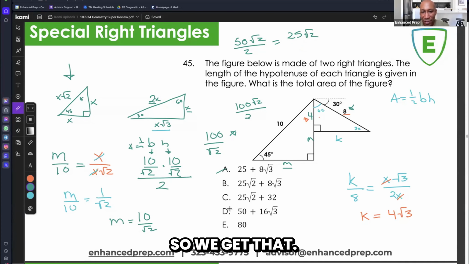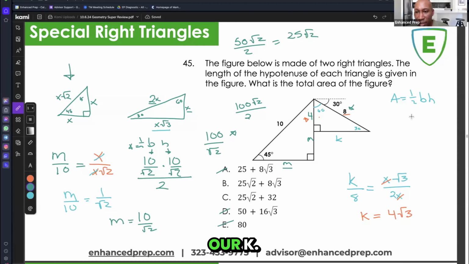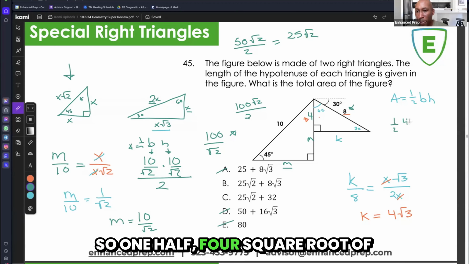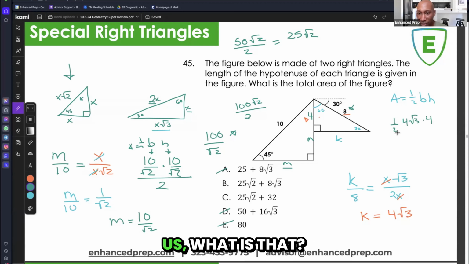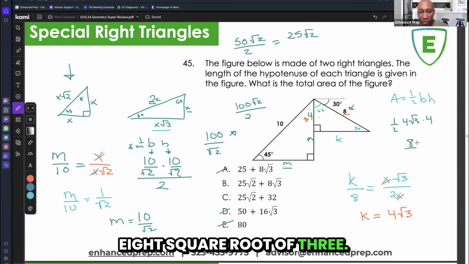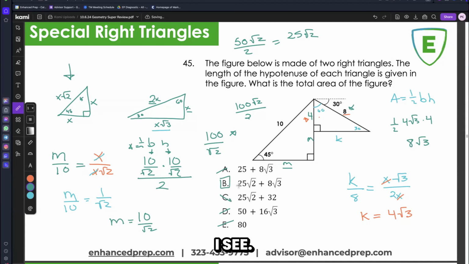So we get that, and then on this side, we know our base is equal to our K. So 1/2 times 4 square root of 3 times 4 gives us 8 square root of 3. We do all the math out. So then we can get that B is going to be our answer choice. I see, it's a lot of steps.